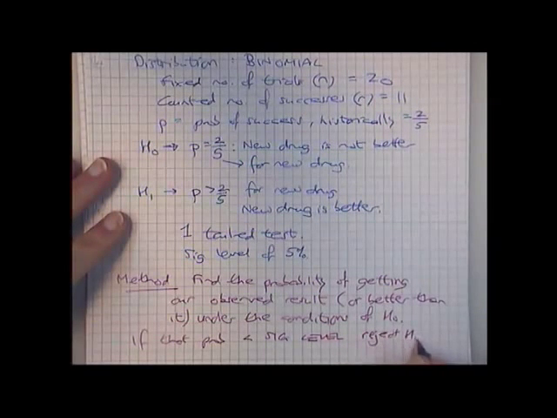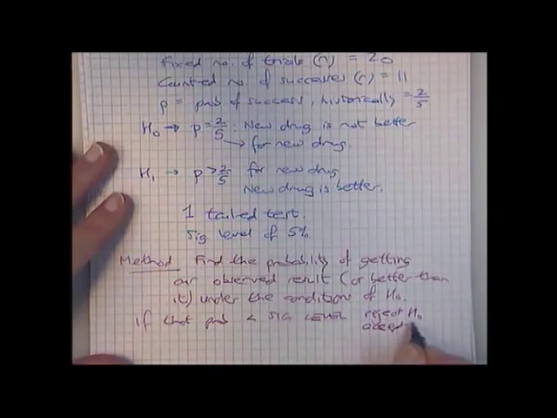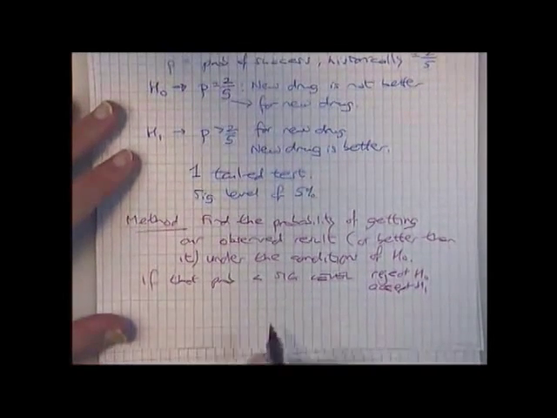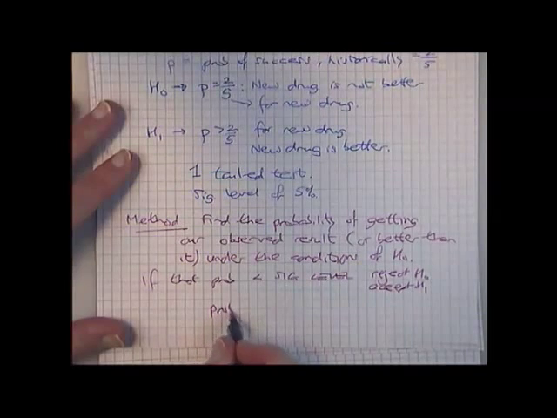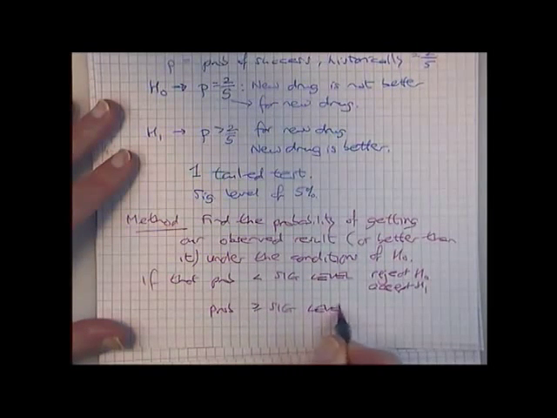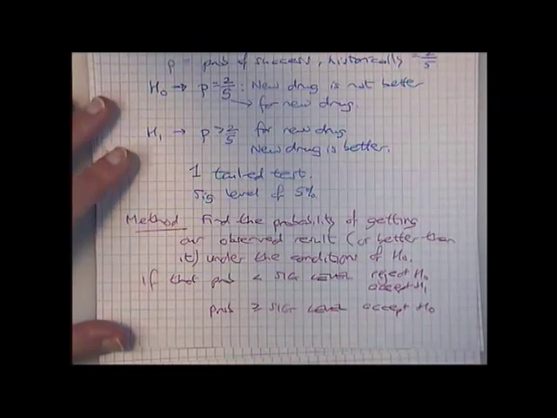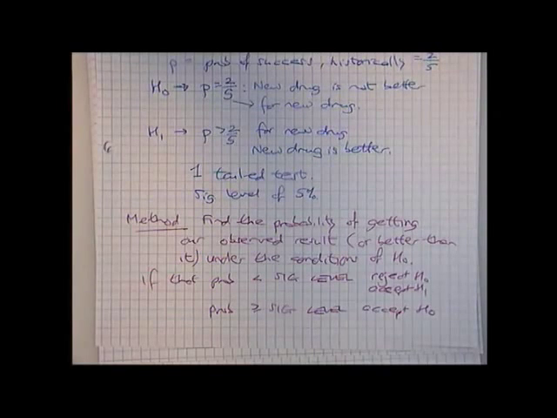So if our probability is small, we will reject H0 and therefore accept H1. However, if the probability is greater than or equal to our significance level, we will just accept H0, saying, well, there's quite a high chance that could have happened anyway under the old drug, so no evidence of any change. So that's the methodology we'll use, and at this point I'll just stop this video clip and I'll start another one.